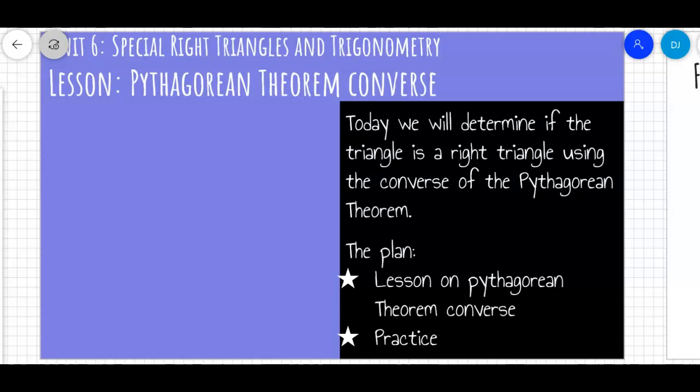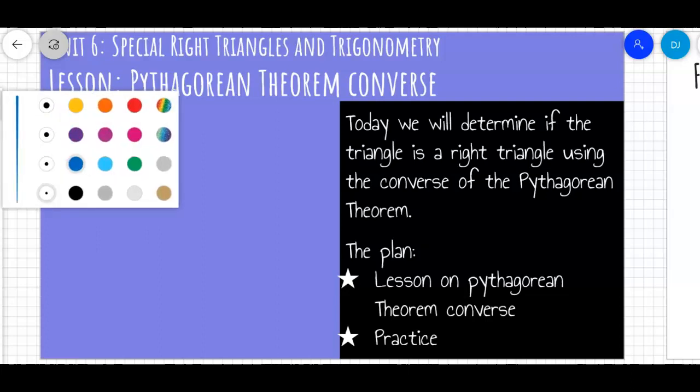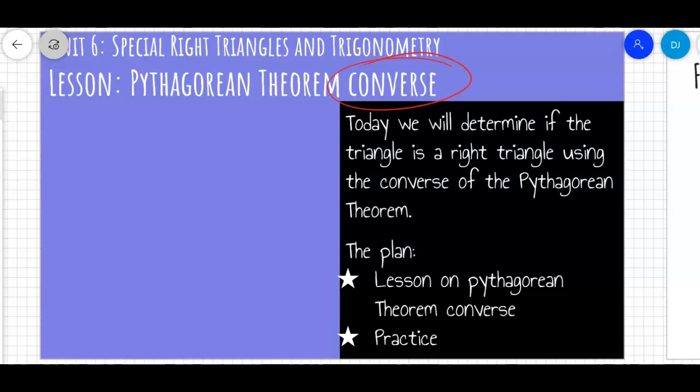This is the second lesson for special right triangles and trigonometry. This one's called the Pythagorean Theorem Converse. What we're going to do this time is remember what converse represents. Remember we talked about in logic, converse is like a shoe, which is kind of like a flip-flop. If we had P, then Q, we would then have Q, then P, because the converse of our conditional statement is just changing Q and P.